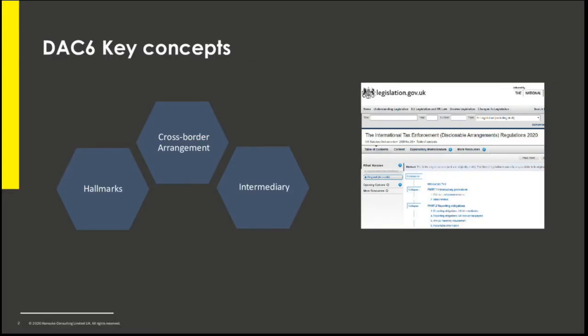So DAC6 is, by far, the most technically complex automatic exchange regime that has been introduced to date. It is a new EU directive that strengthens tax transparency on harmful cross-border tax arrangements. The new rules are designed to provide tax authorities with greater visibility on any aggressive tax planning.